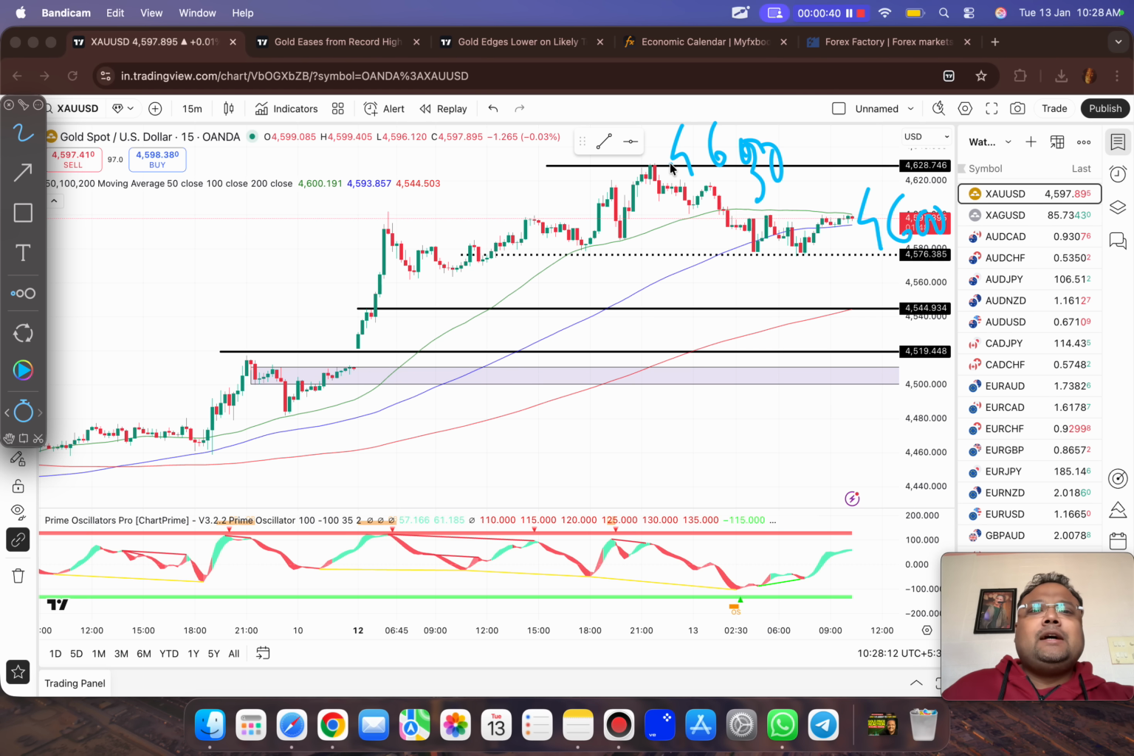But now we can see that after hitting 4630, the market came down, and right now the market is struggling to cross 4600. This particular portion of the market is confusing many traders, because many of you are thinking that this is a trend reversal. In that case, let me clarify that this is not a trend reversal, my dear friends.